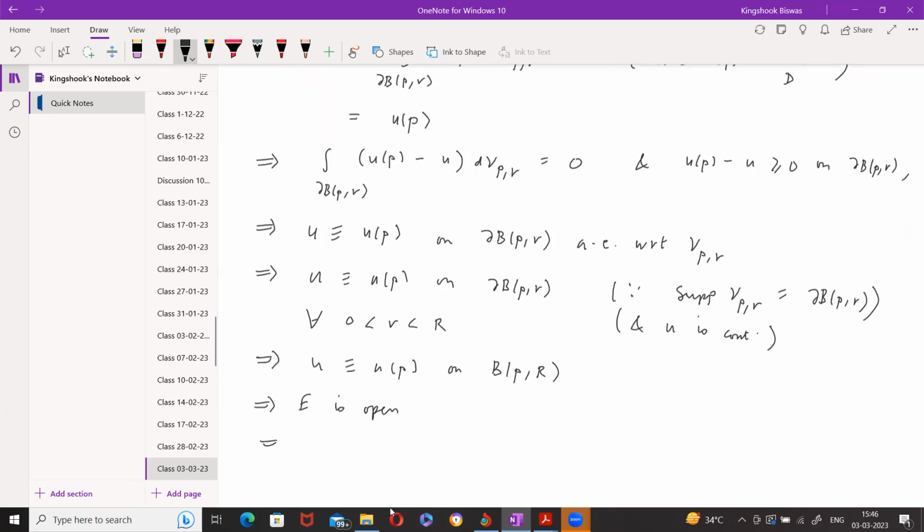So therefore, E is all of D. Is this clear? Okay. So that's the proof of the strong maximum principle. Is this clear?